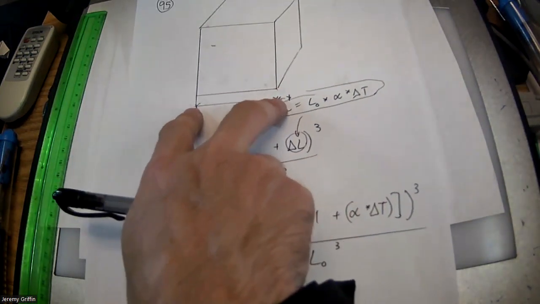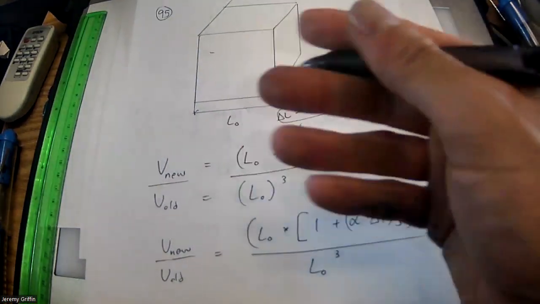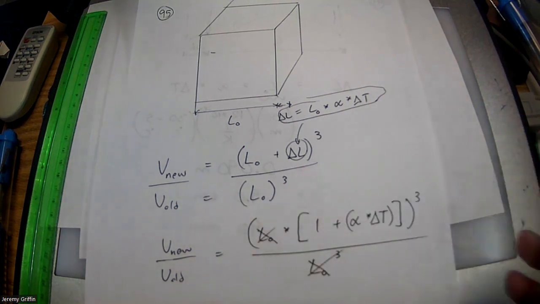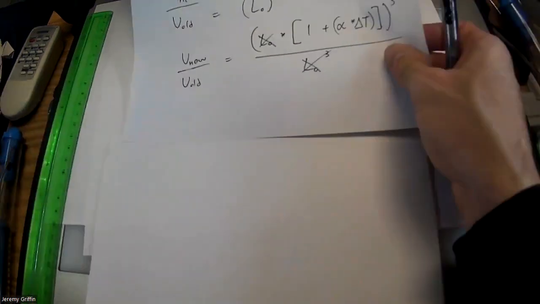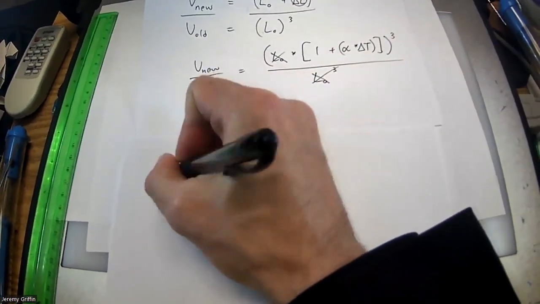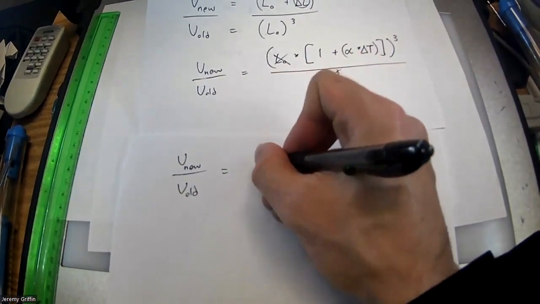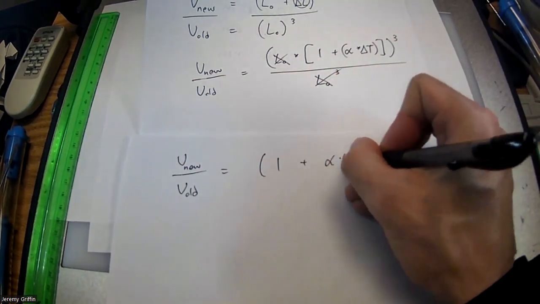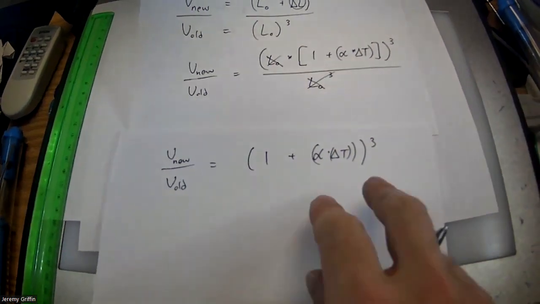So I was saying a meter by meter by meter, but it could be whatever crazy dimensions, whatever crazy shape, doesn't have to be a block, because this is going to cancel out anyway. That goes away. So the ratio of the volumes, V new compared to V old, ends up being just this bit right here: 1 plus coefficient of thermal expansion times temperature change, all to the power of 3.